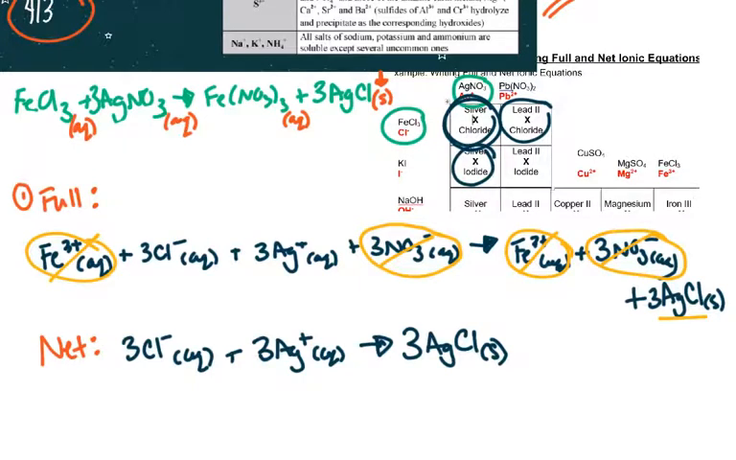Check and see if it's going to be a precipitate. If it is not a precipitate reaction, if these are all aqueous, then that means no reaction will occur and you can skip that one. So you're only doing the full and net ionic equations if there's a precipitate. If there isn't a precipitate, you can't do the full and net ionic equations for those because no reaction is occurring.